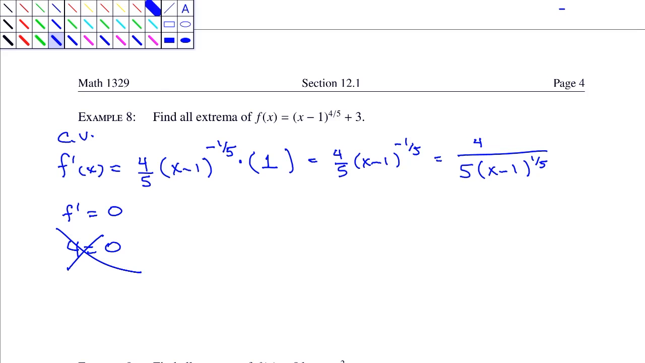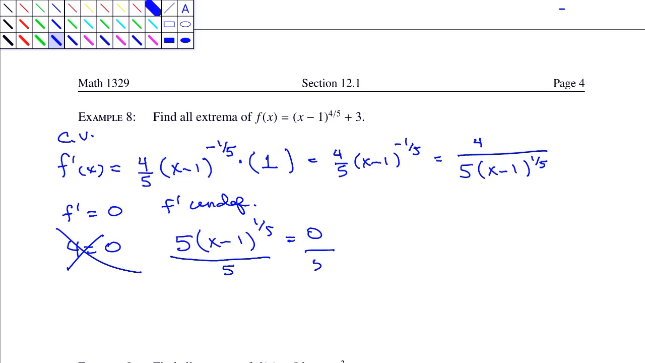The other way to get a critical value is to take the derivative and find where it is undefined. To find where a fraction is undefined, take the denominator and set it equal to 0. To solve this for x, first divide both sides by 5. So we get x minus 1 to the 1/5 is equal to 0.